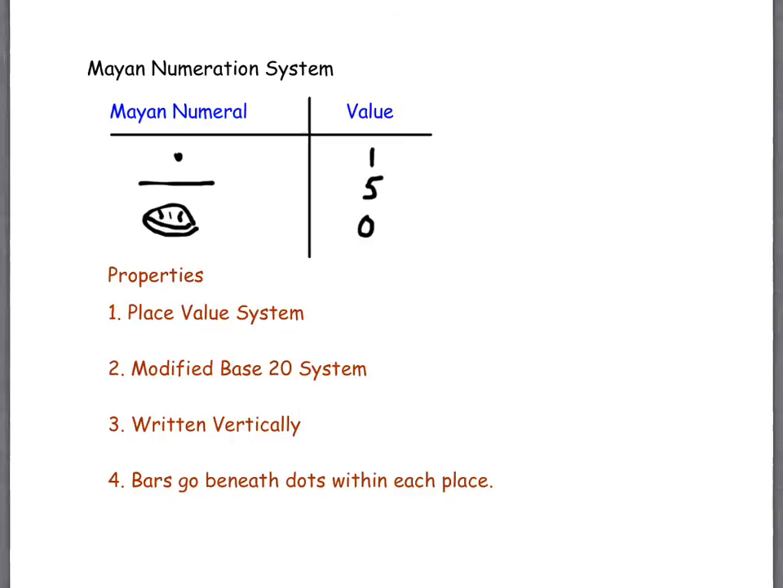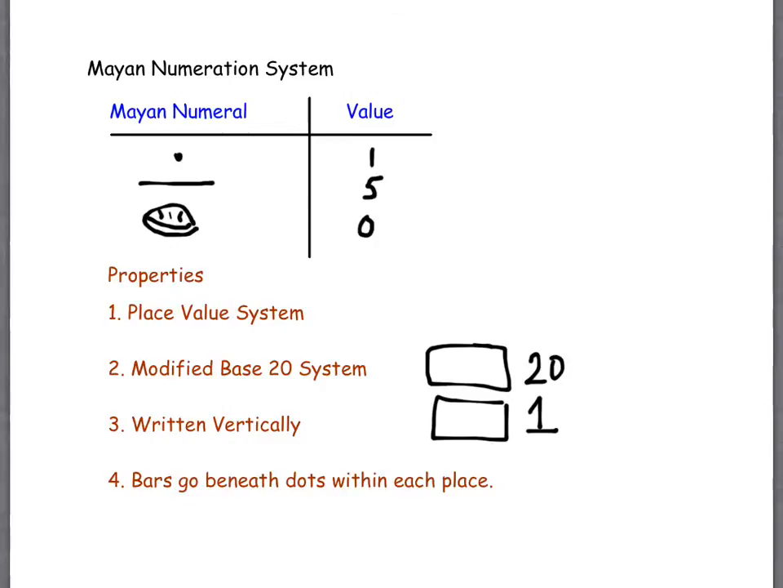So in one place, they've got the place values of the ones. This is the ones place. Okay? They actually stack from bottom up, so the smallest value is on bottom, and then it gets bigger as you go up. So the next place value is a place value of 20. And you might be thinking, okay, that's what I thought it was, because you just said it was base 20, and that would be right.